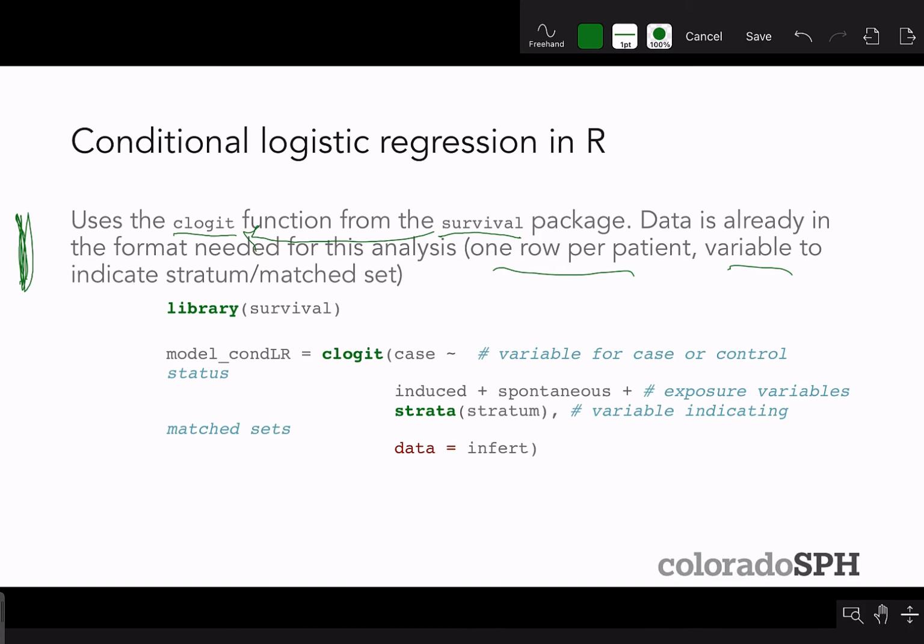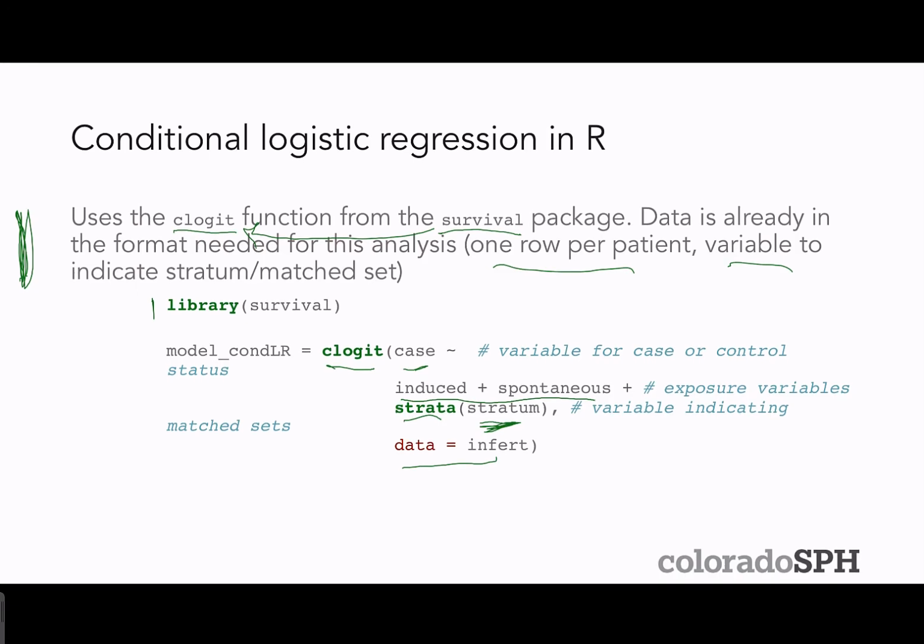So all we have to do to run this analysis then is to load the library and then call this clogit function. The outcome is case. Then you call your variables of interest, these exposure variables, and then you have this added argument, strata, and then the name of the variable that tells you what the strata are, which is called stratum in this case. And then you have to tell it what data you're using. So that's what the model call looks like for this function.